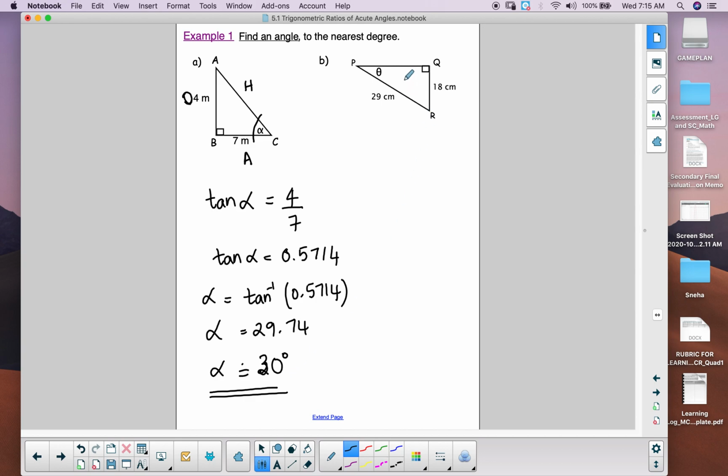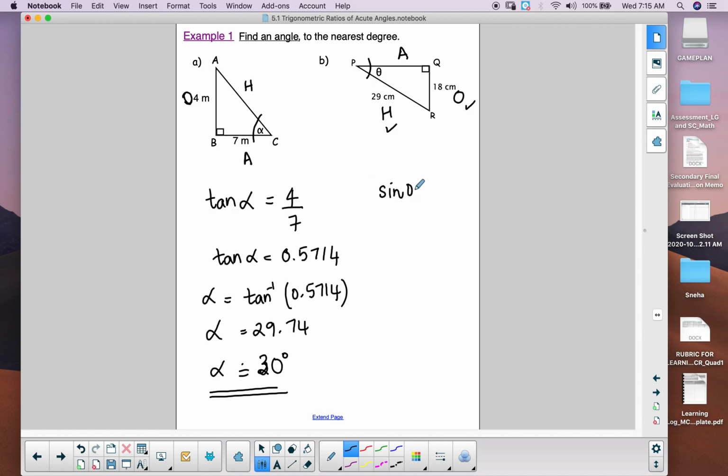We have another example here where we're given this is the acute angle that's being labeled. You can see that 29 is opposite the 90 degrees, so this is the hypotenuse. Opposite to theta is 18, so that is the opposite side. And adjacent to theta is PQ, which is the adjacent side. In this question, we are given the length of the opposite and the hypotenuse. And from SOHCAHTOA, of the three trig ratios, the ratio that has opposite and hypotenuse in it is the sine ratio. So we're going to use the sine ratio for this question.